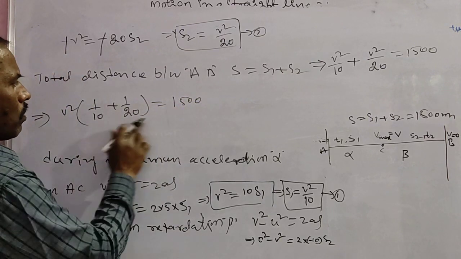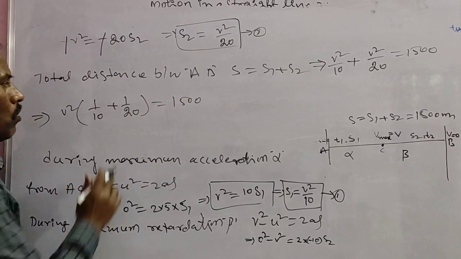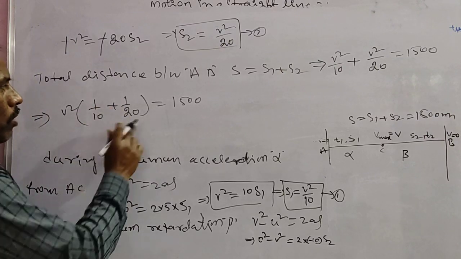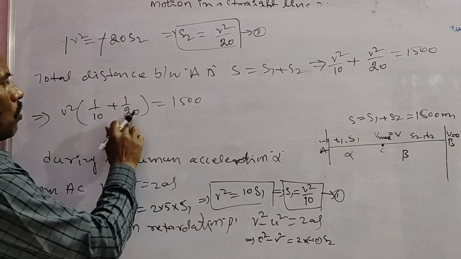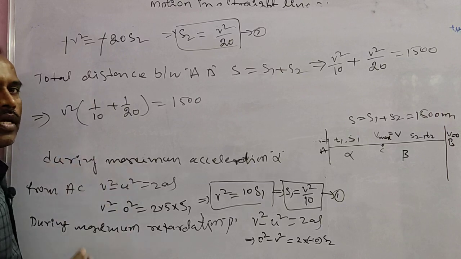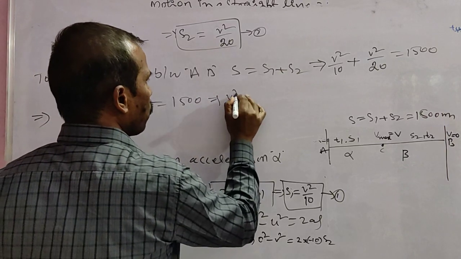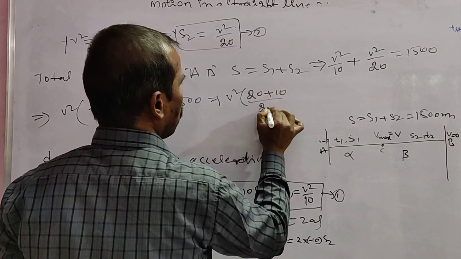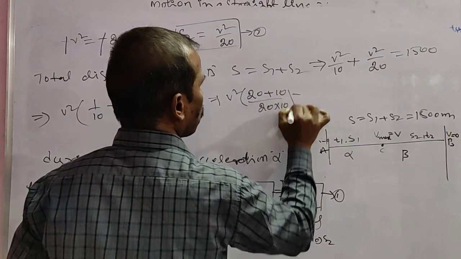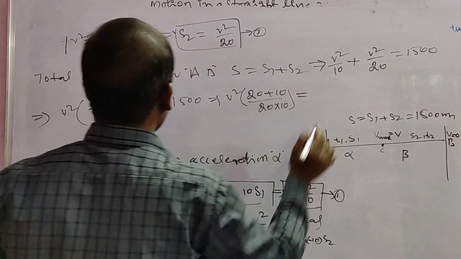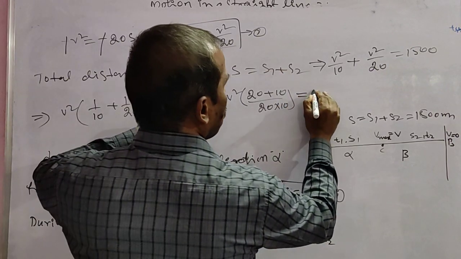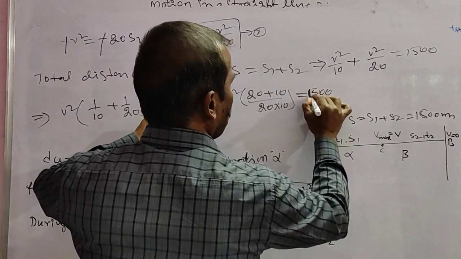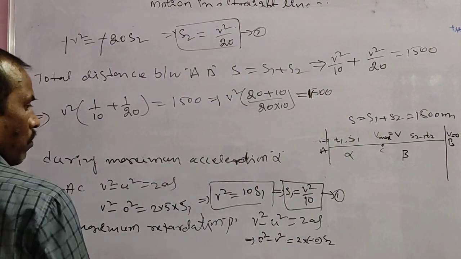So here we do cross multiplication with the LCM. 20 plus 10 is 30, over 20 into 10. So V square into (20 plus 10) by (20 into 10) is equal to 1500. Note this one first of all.